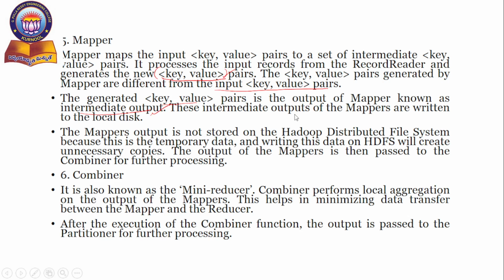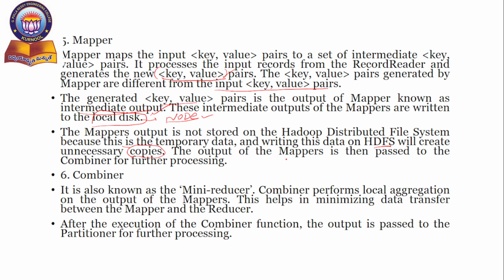These intermediate outputs of the mappers are written to the local disk. So we are directly writing it to the local node, which is where the mapper has executed. We are not storing it directly to Hadoop. The mapper's output is not stored in the Hadoop Distributed File System because it is temporary data, and writing it to HDFS will create unnecessary copies. If you copy the intermediate output to HDFS, it unnecessarily occupies disk space and also makes redundant copies of the data. So that is of no use.